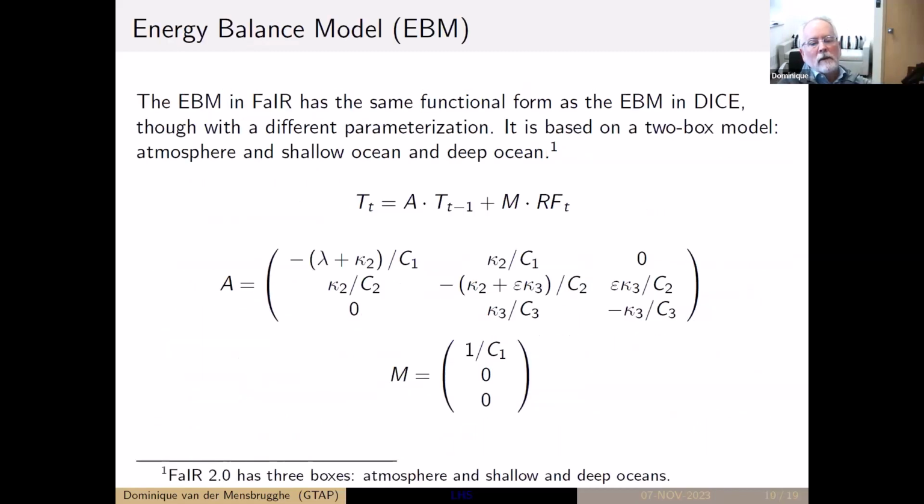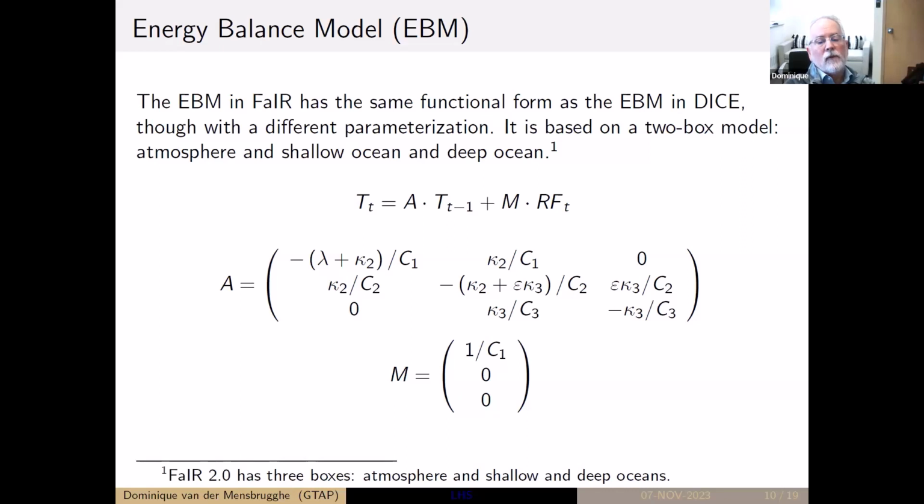So the energy balance model has a relatively simple mathematical form. It's just an algebraic equation. Temperature in time t is a function of what temperature was in time t minus 1, plus you get this impulse from radiative forcing. You could think of that as essentially coming from changing emissions. So the emissions change the radiative forcing, which then will change the temperature.